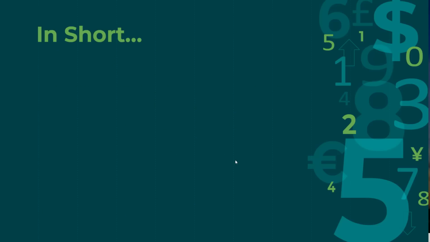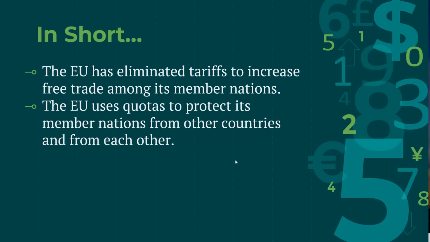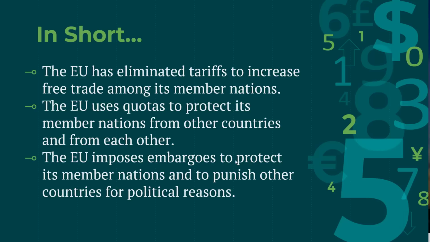So in short, the EU has eliminated tariffs to increase free trade among its member nations, so they don't use tariffs. They do use quotas to protect their member nations from other countries and sometimes from each other. And they do use embargoes to protect its member nations and to punish other countries for political reasons.